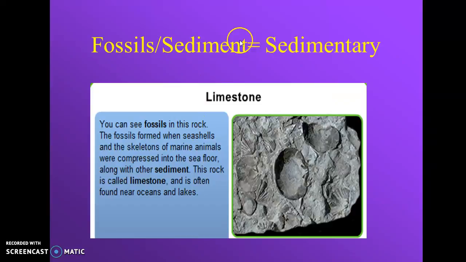So limestone is a sedimentary rock. So a couple of things lead you to see that. If you look, you can see it's made of lots of different types of fossils. You can actually see them in the rock. It says it's made of fossils, which are animal remains, and it says it's made of sediment.